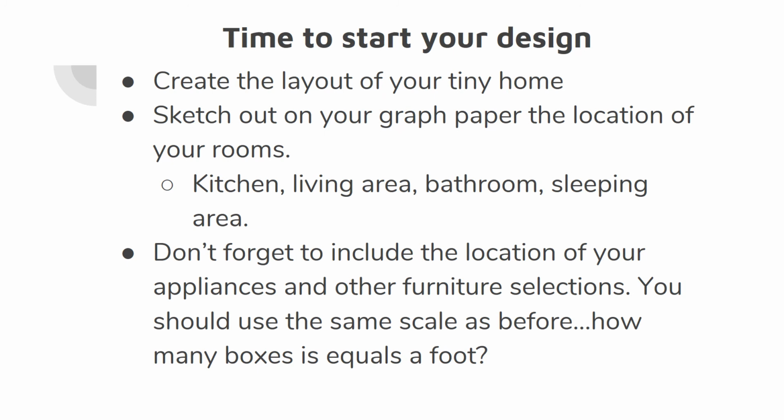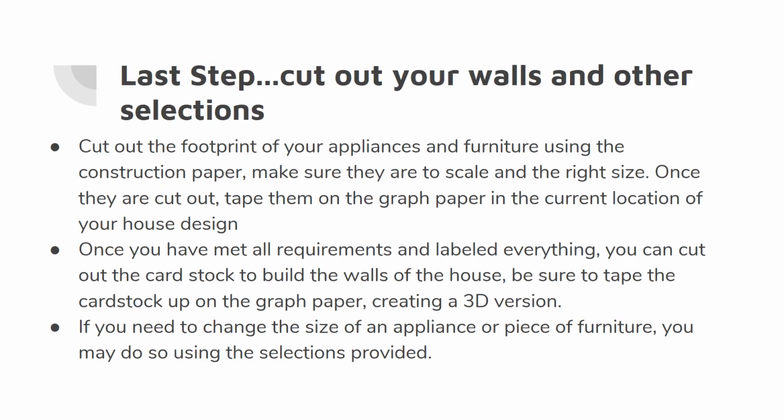Don't forget, for ours, 1 foot was equal to one side of a box on the graph paper. That's what we decided to use. And so that was also the scale that we used when including our appliances and our furniture options. The construction paper is so you may cut out the size and shape of your furniture or appliances and move them around inside of your tiny house on the graph paper to see where they would fit best, where you would like them to be.